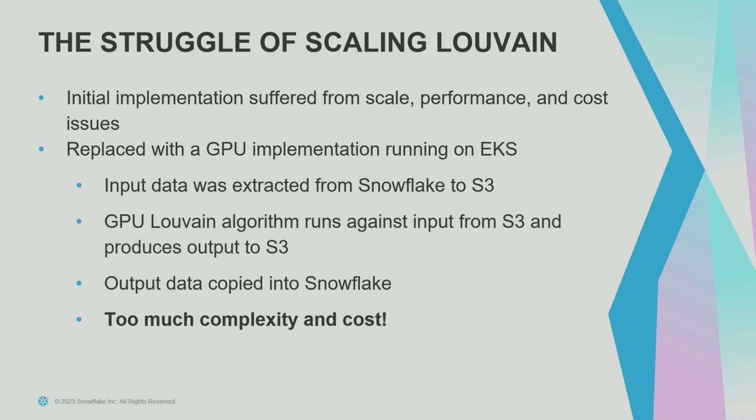So when we implemented it at first, earlier this year, it's running in EKS. Our graph data is in Snowflake over here. We would run a query, copy that data into S3. On EKS, we'd launch a job, a pod that runs, reads that S3 data, does the Louvain magic, writes results back out to S3, copies them back over into Snowflake, right?